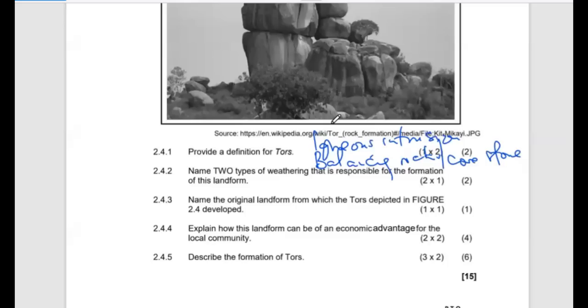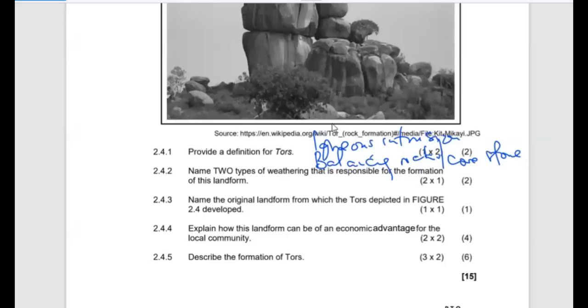Name the original landform from which the tuffs depicted in Fig 2.4 are developed. We are looking at the intrusive landforms. Remember, we talked of quite a number of landforms, and mainly our granitic tuffs, they originate from the batholith.